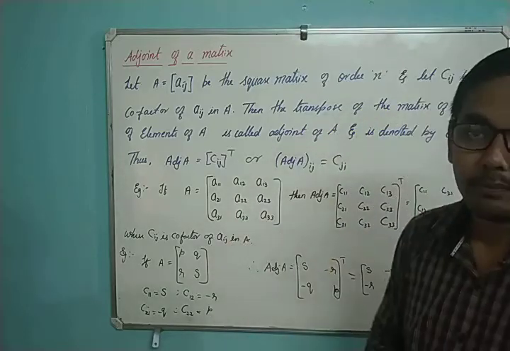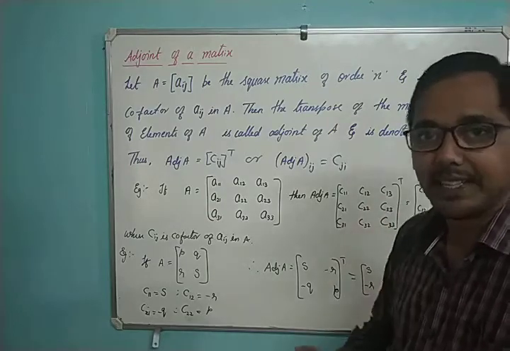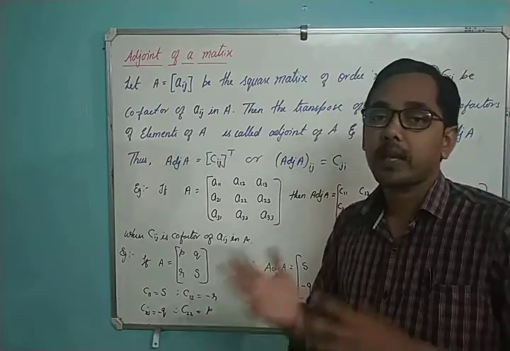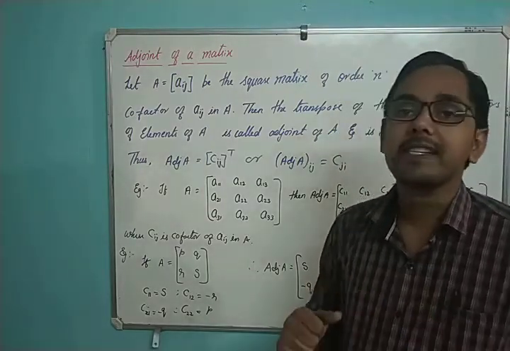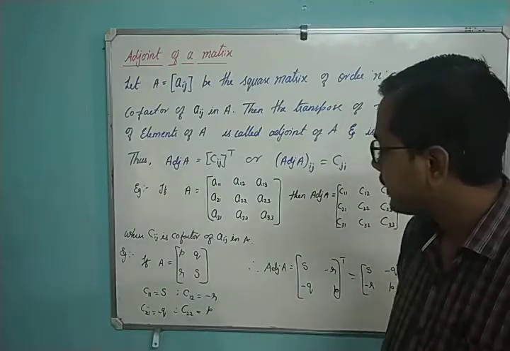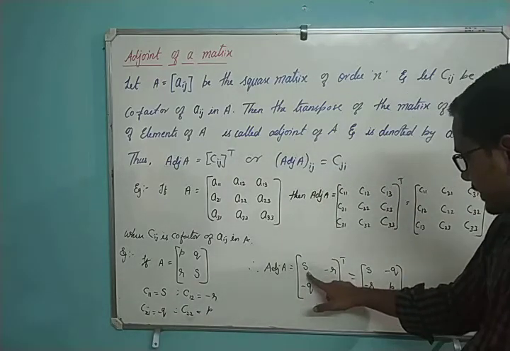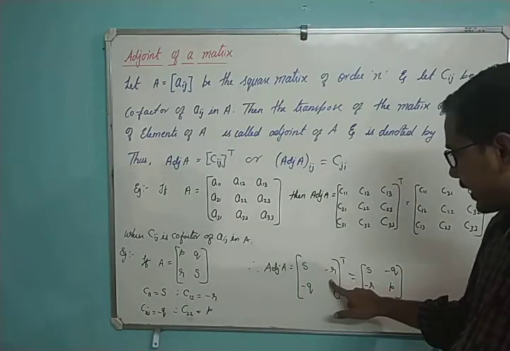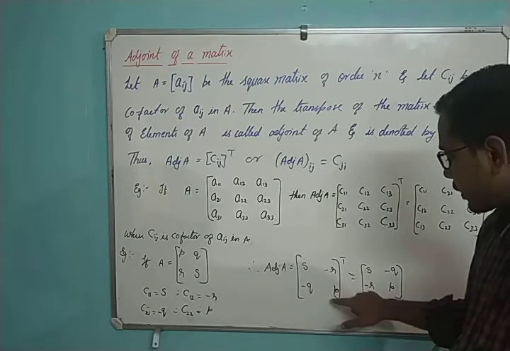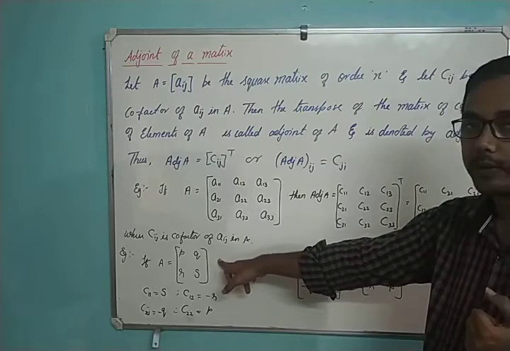So cofactors may be denoted as Cij or as capital Aij. In some contexts, they also define it as capital Aij. Here I have taken it as Cij, right? So C11, C12, C21, C22 are there. C11 is S, C12 is minus R, C21 is minus Q, and C22 is P. So this is the cofactor matrix of the given matrix A.